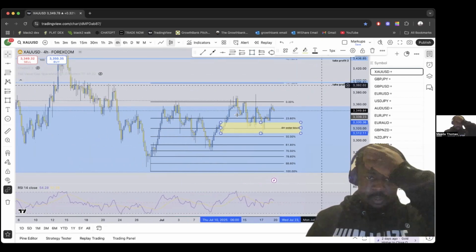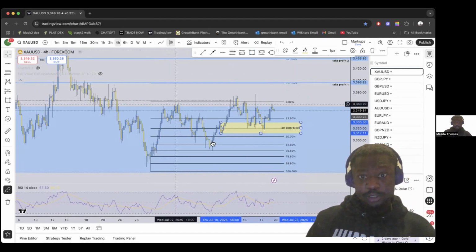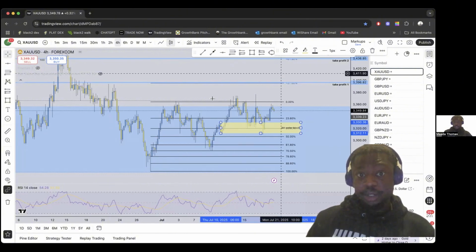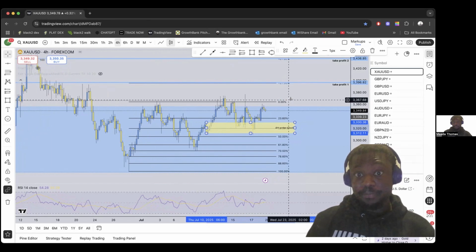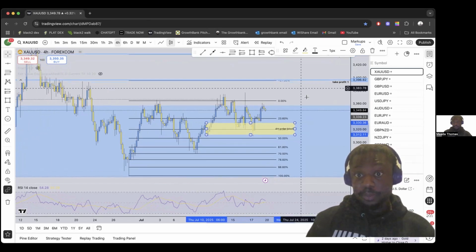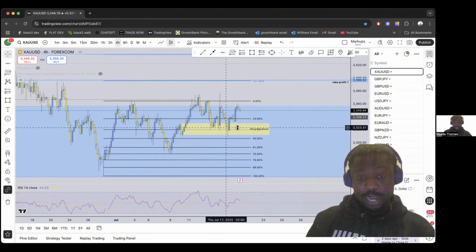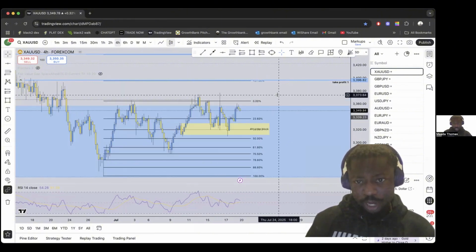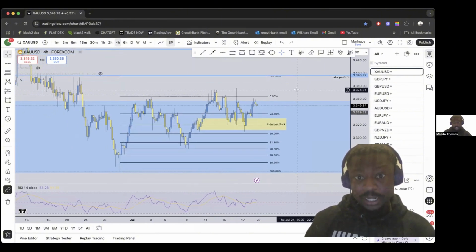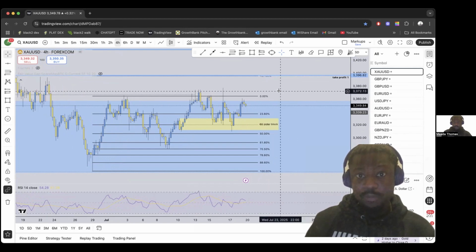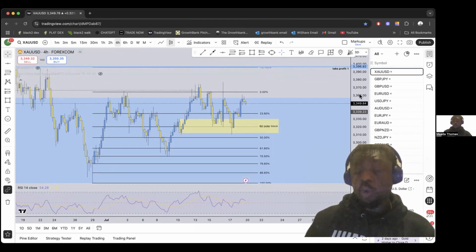Okay, cool. So impulse, correction. Now we're in the continuation. Okay. At the 70.5. So now we're in this structure on the 4 hour. Broke this, broke a structure. So now here we are. Okay. So now let's try and zoom in and see some more details of where we can possibly enter this trade idea.